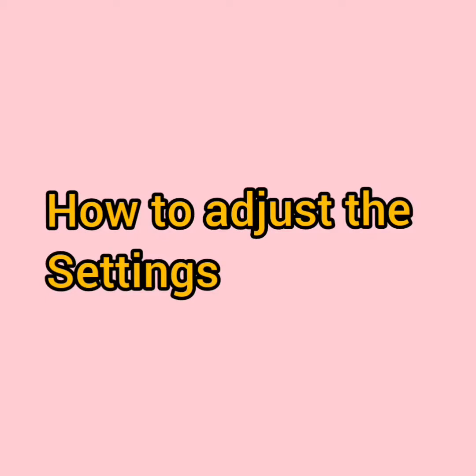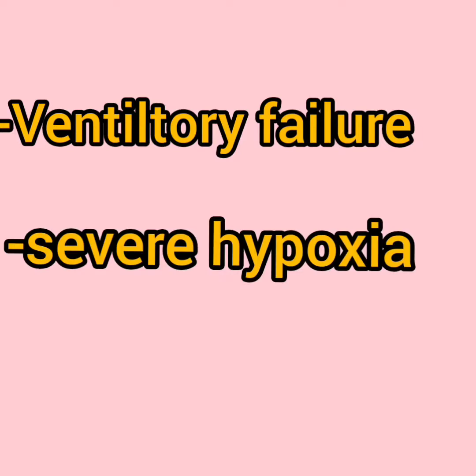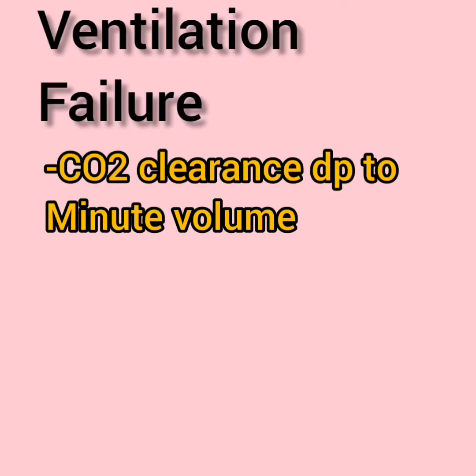So if the patient is having ventilatory failure, then we have to set the ventilator to improve ventilation. If the patient is having severe hypoxemia, we have to do some settings to improve oxygenation. So let's first discuss settings to improve ventilation, or otherwise to make CO2 clearance. As we know, CO2 clearance is directly proportional to minute volume.